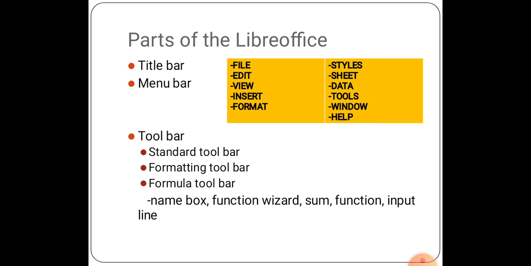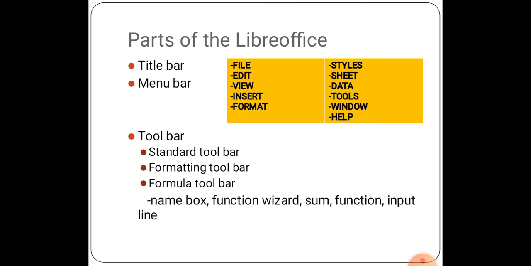The menu bar includes these 11 options. The first one is File, which includes save, open, new file, all those things. Edit will help you to edit your document, and View will help you to change the look, that is zoom in, zoom out, all those things. Insert can be used for images, clip arts, all those things. Format includes the formatting options of the character.